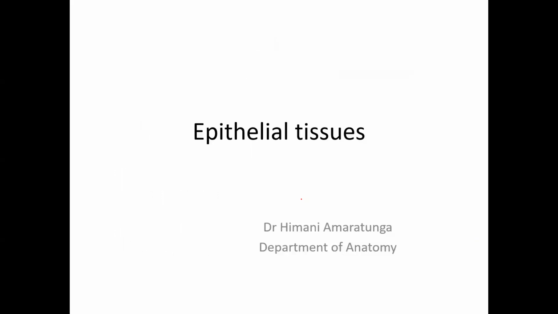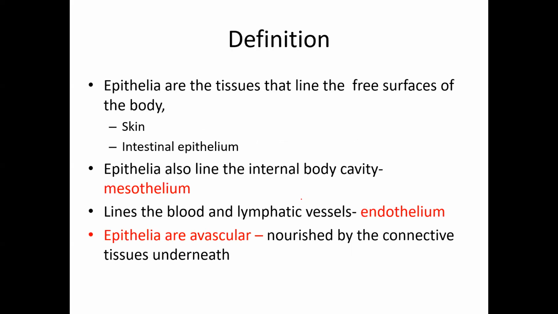All right, so now we'll move to the topic that I'm supposed to do today. We will talk about the epithelial tissues. Again, this is quite easy for you. You have done this, and because you know the concept, it's easy for you to understand it through just changing the language. So what is the definition of epithelia? Epithelia are basically the tissues that line the free surfaces of the body.